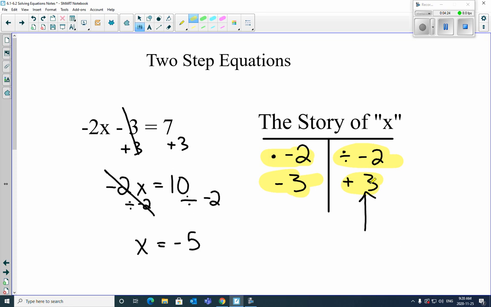Well, where do we start? Kids always want to know this. Well, where do I start? Do I start with the negative 2 or do I start with a 3? Well, you start right at the bottom here where the arrow is. You're going to add 3 to both sides. Then you're going to divide by negative 2.